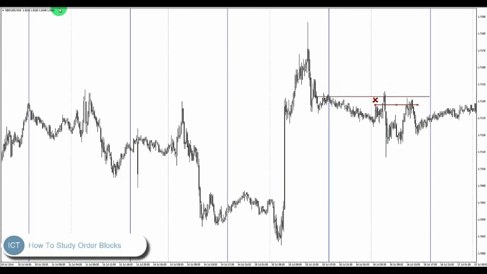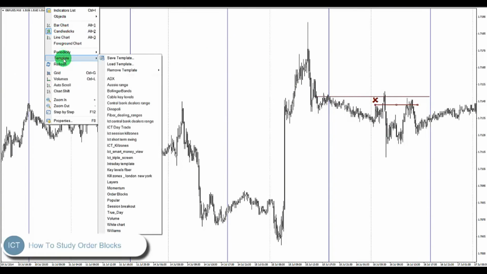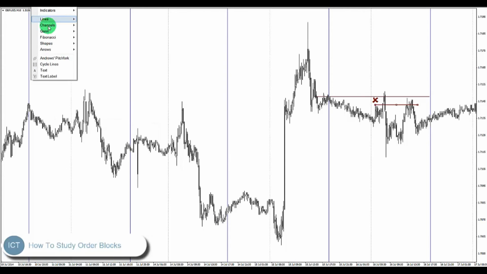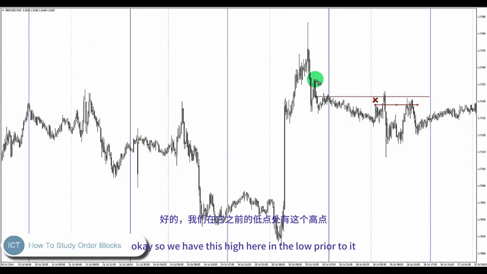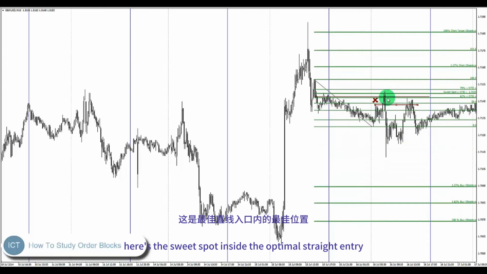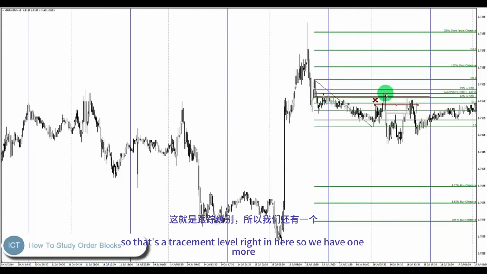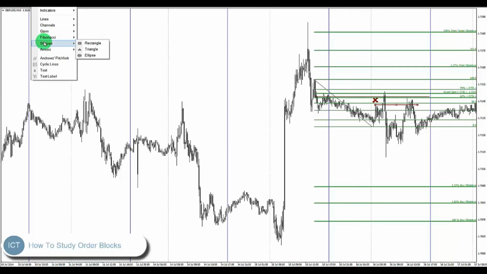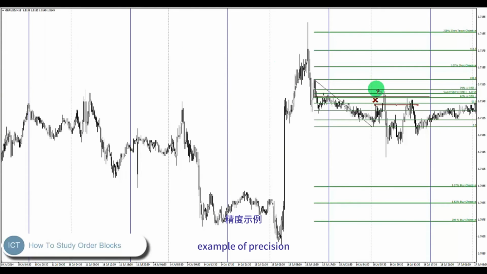and pull the fib up. If I grab the right tab. So we have this high here and the low prior to it. Here's the sweet spot inside the optimal trade entry. Here's the 62% retracement level, 79% retracement level right in here. So we have one more example of precision for London Open.